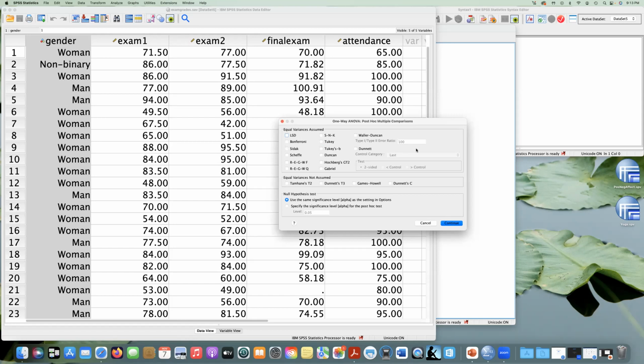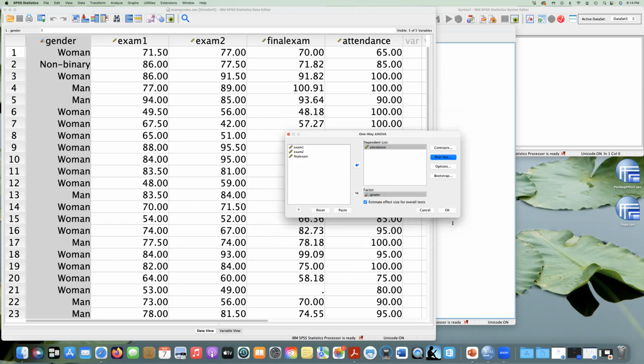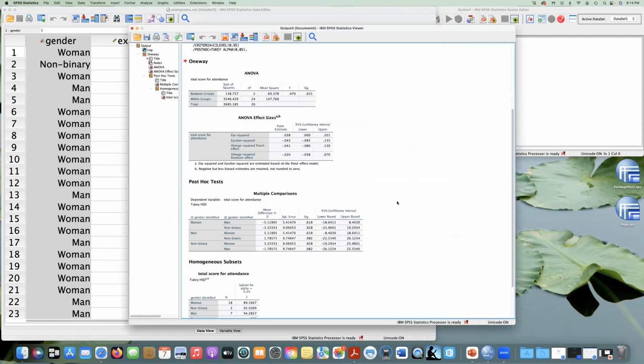So post hoc, because we're doing an omnibus test, it's going to test all of the relationships. It's going to look and see if woman has higher attendance than man or non-binary, or just different attendance, right? But then we need to do a post hoc to see where the differences are. So I'm going to choose Tukey, and I'm going to say continue and OK.